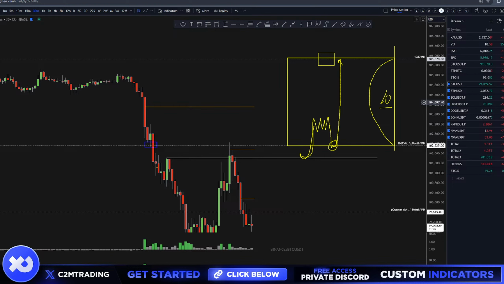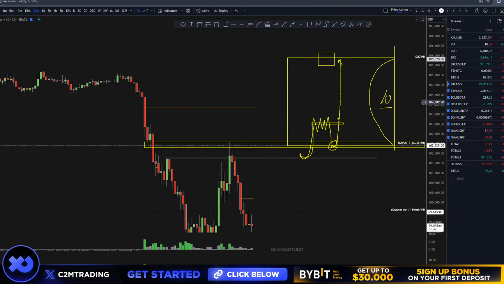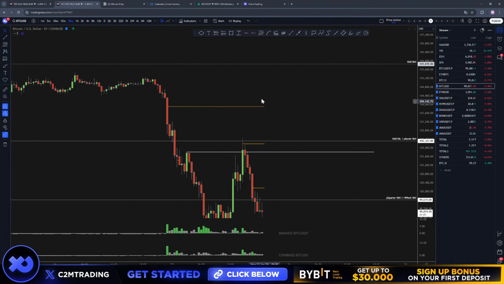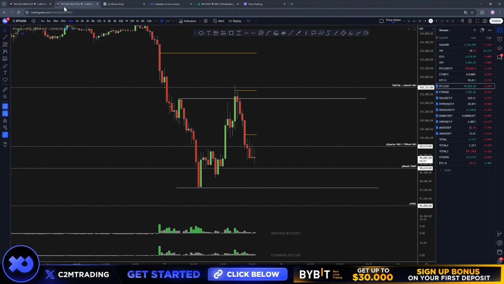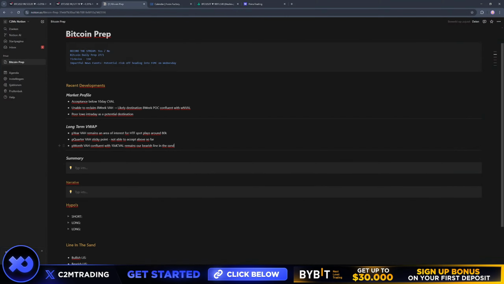If you don't have a bearish line in the sand in your market prep, then you will be shorting this all the way towards the destination. And then where it's actually going to be mattering, where you're like, all right, well, I should be shorting here, you've blown all your load, right? Sounds weird, but you know what I mean, right? So yeah, moving forward. Previous month value confluent with 10-day composite remains a bearish line in the sand.